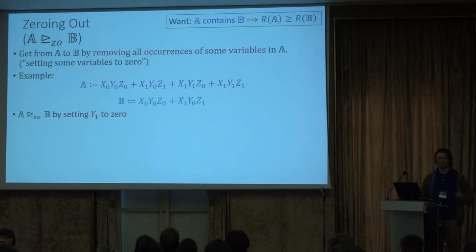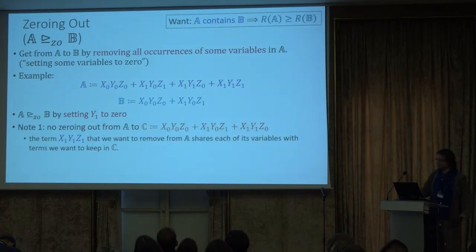So that's a zeroing out from A to B. Let me make 2 notes about this. First of all, you can't zero out from a tensor to any subset of its terms. For instance, if you look at this tensor C here, that's the first 3 terms of A, there's no zeroing out from A to C.